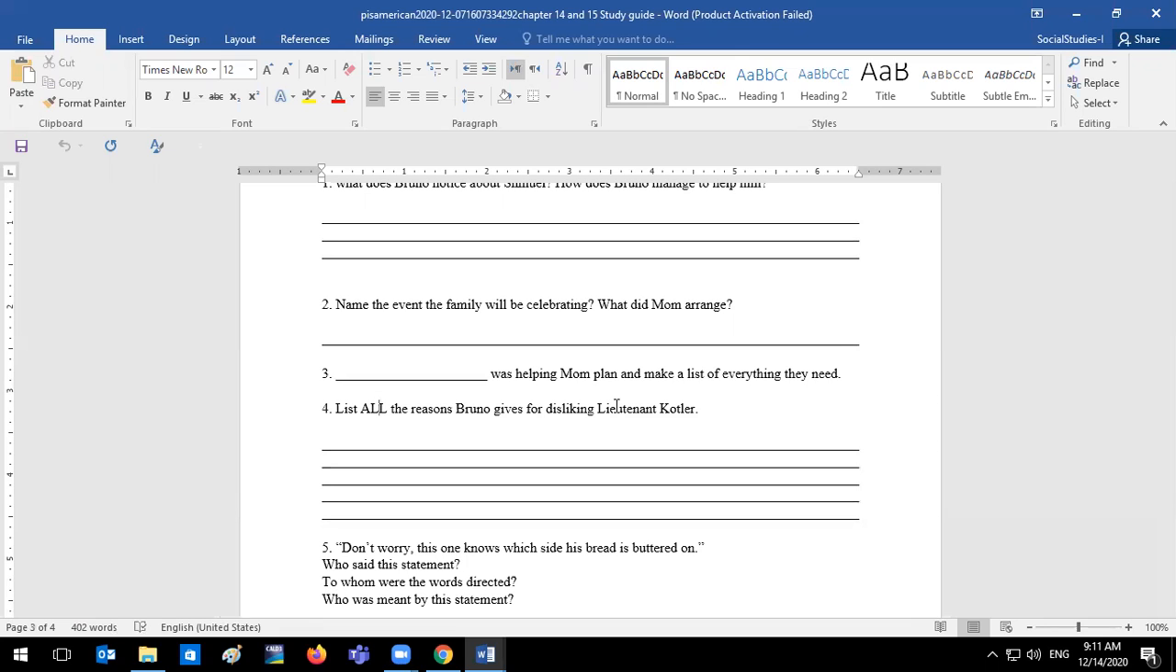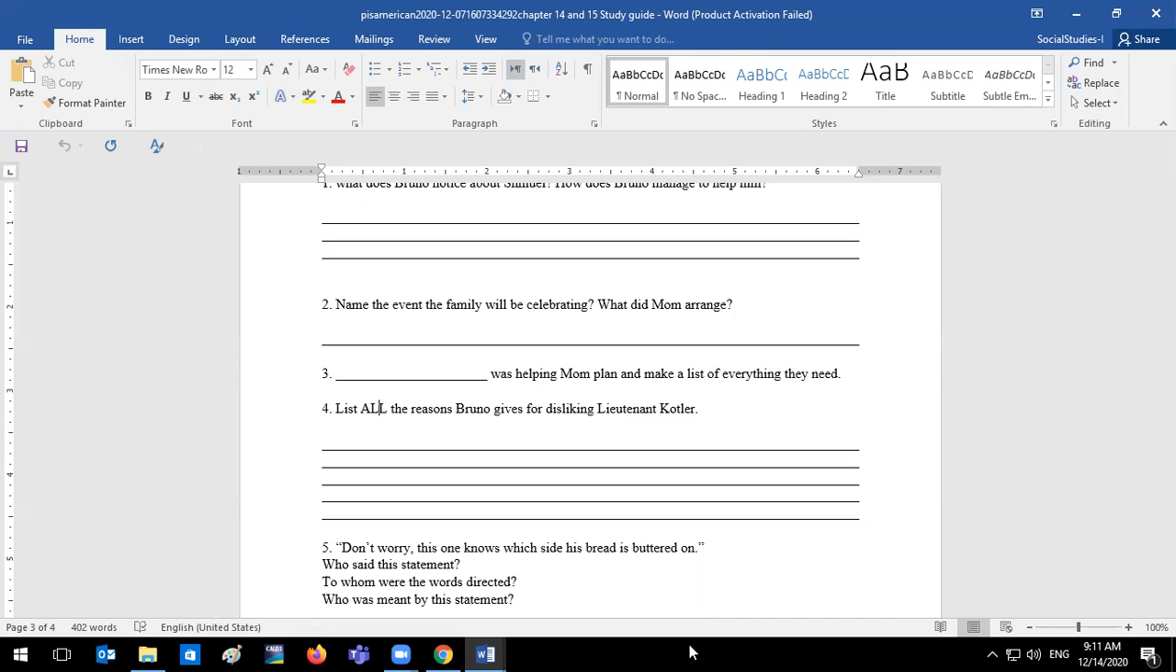He hates what Lieutenant Kotler did to Pavel, for hurting him, being so violent with him. He dislikes Lieutenant Kotler for shooting the barking dog. He said that one day he saw Lieutenant Kotler shoot a dog that was barking too loud. Again, this is just adding more evidence to Lieutenant Kotler's aggression and his very cruel behavior. He hates the fact that he never smiles.